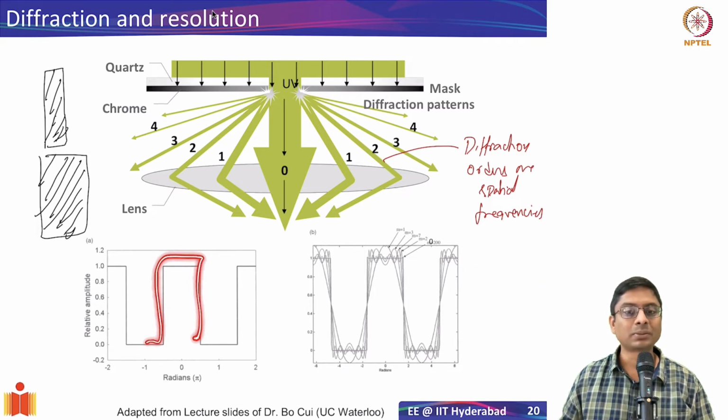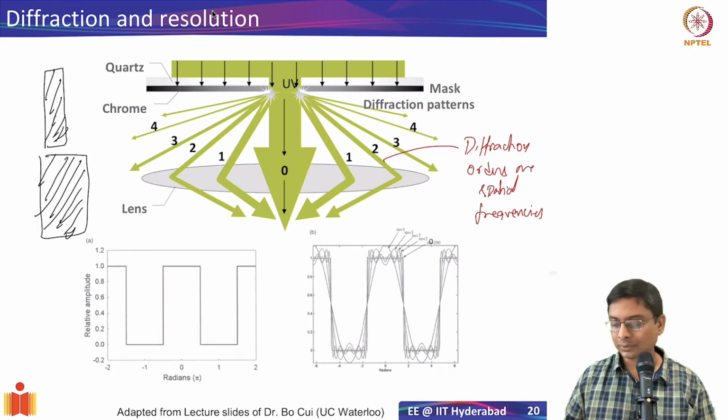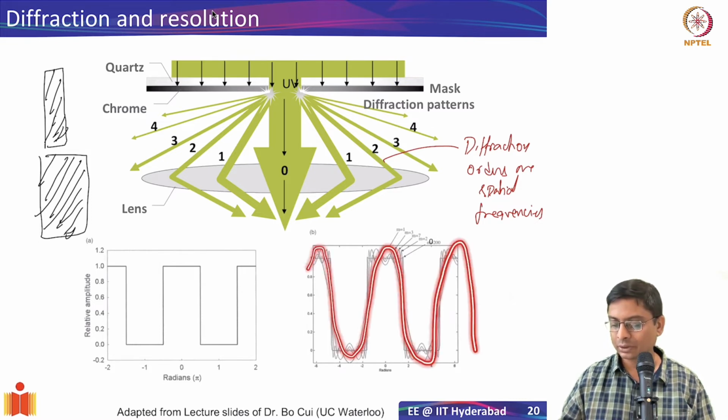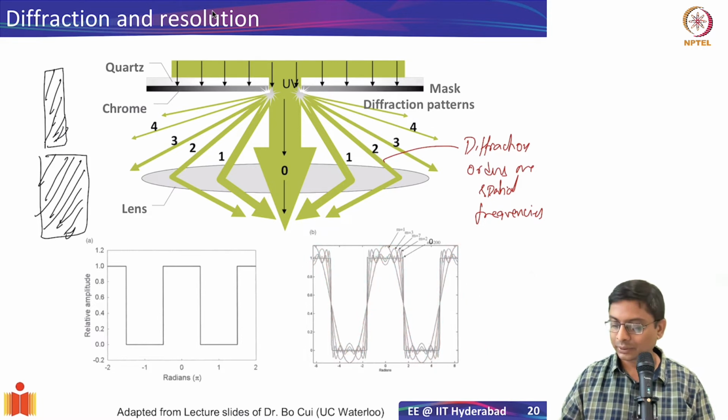Okay. But suppose you have only some diffraction orders, right? For example, m equal to 1, 3, 5, and so on. If you capture only some of them, you will see that the pattern becomes like a sine wave. If you only take the 0th order, you get a sine wave. But if you take the higher diffraction orders, slowly you'll start seeing that the pattern becomes square.